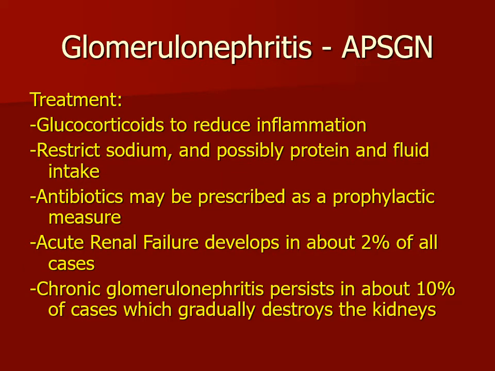Treatment. Glucocorticoids, so these are anti-inflammatories to reduce the inflammation, restrict sodium and possibly protein and fluid intake until the problem passes. Sometimes antibiotics are a prophylactic measure. Acute renal failure develops in about 2% of all cases, and chronic glomerulonephritis persists in about 10%, which gradually destroys the kidneys.